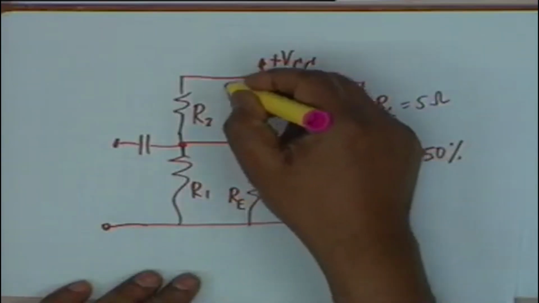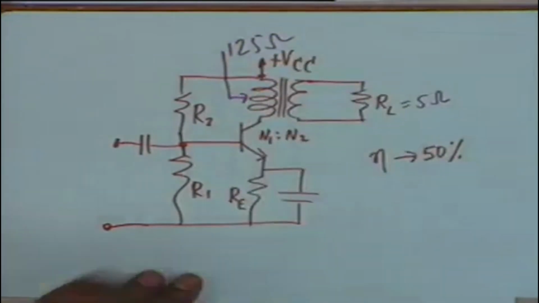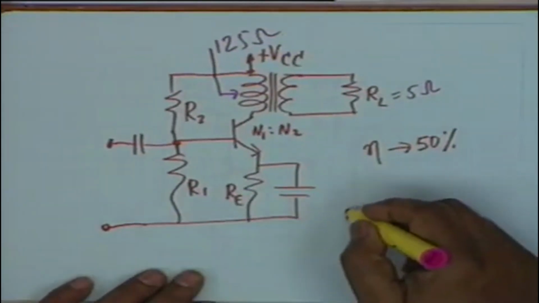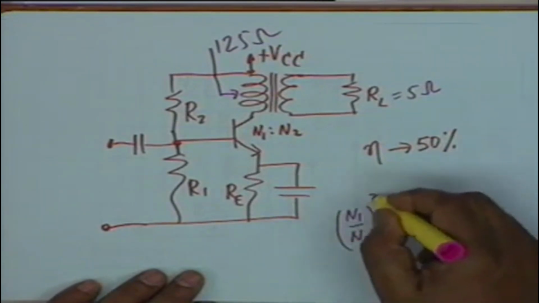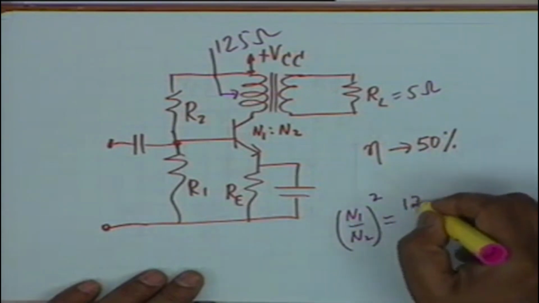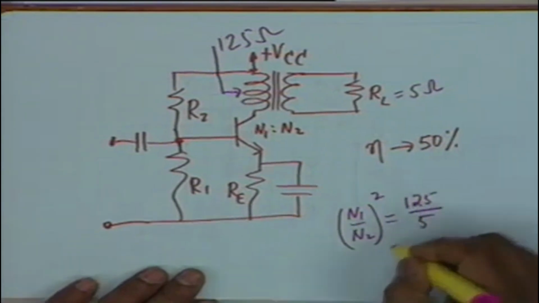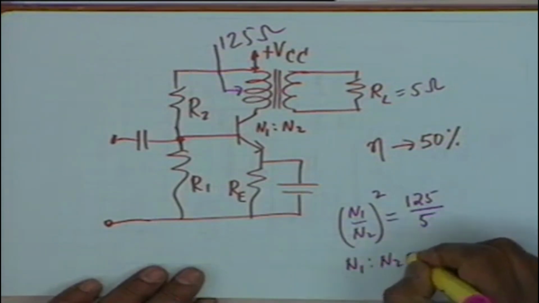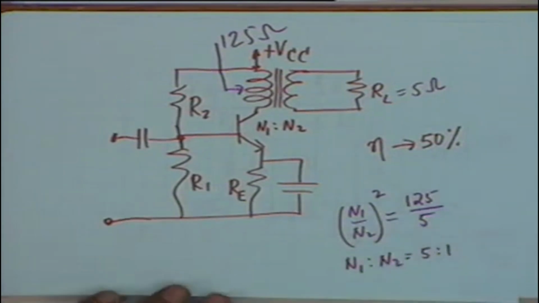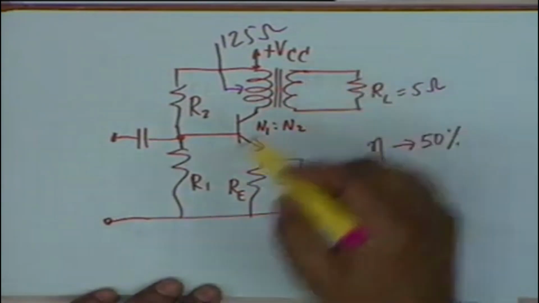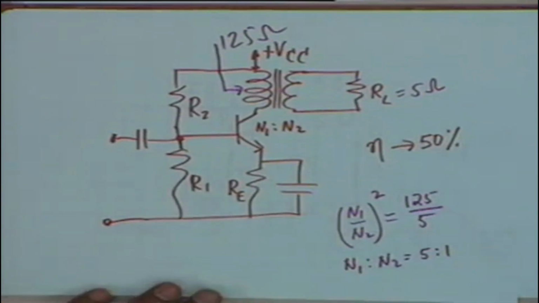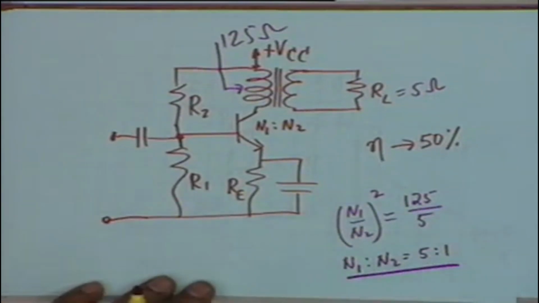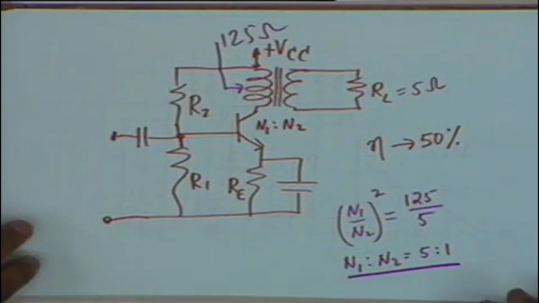What you want here is 125 ohms, and therefore N1 to N2 whole squared should be equal to 125 divided by 5. In other words, N1 to N2 should be equal to 5 to 1. That means if the secondary has 10 turns, then the primary should have 50 turns. Okay? So the turns ratio of the transformer is determined. N1 to N2 is equal to 5 to 1.